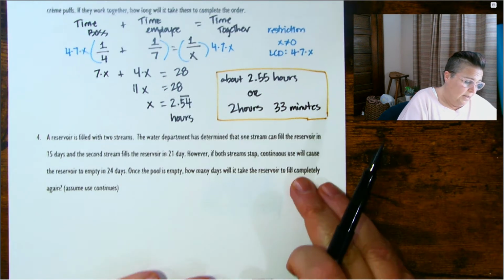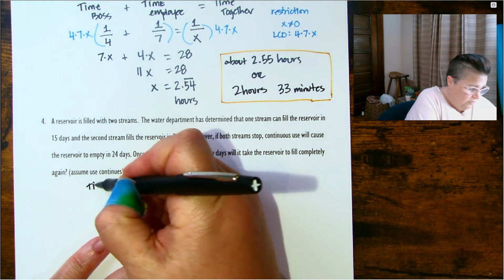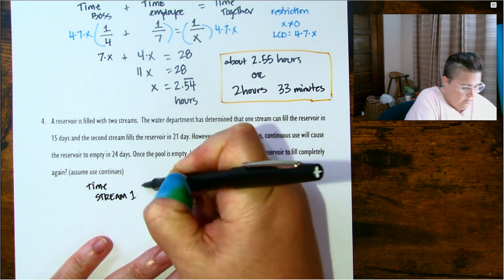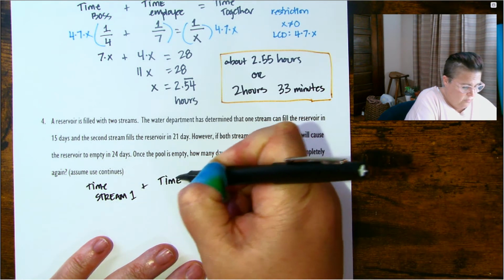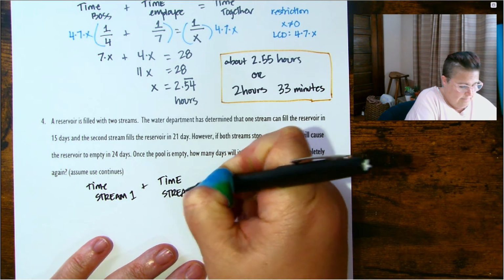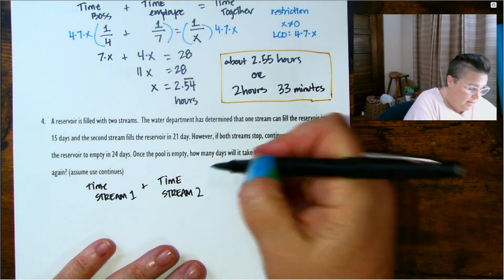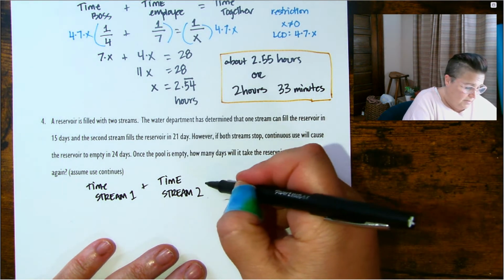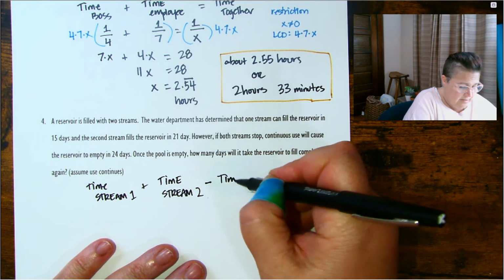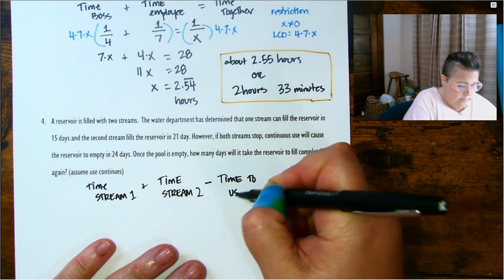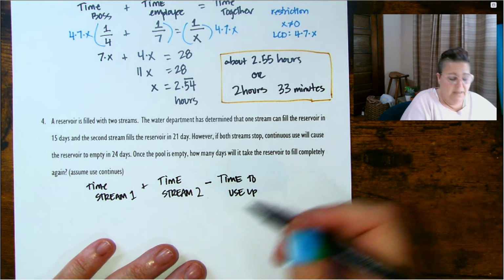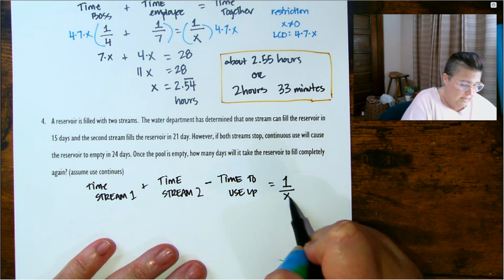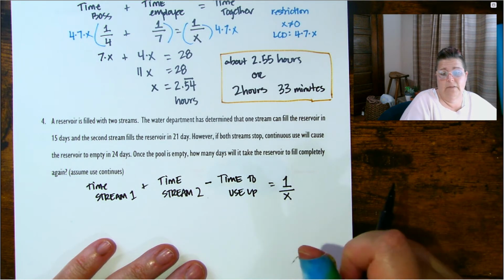So, again, we need the time of stream 1. We're going to add that to the time of stream 2. And then we're going to add that, but not really, because the third one is emptying it. We're going to subtract the time to use up. And in the end, what we want is 1 full reservoir in how many days?